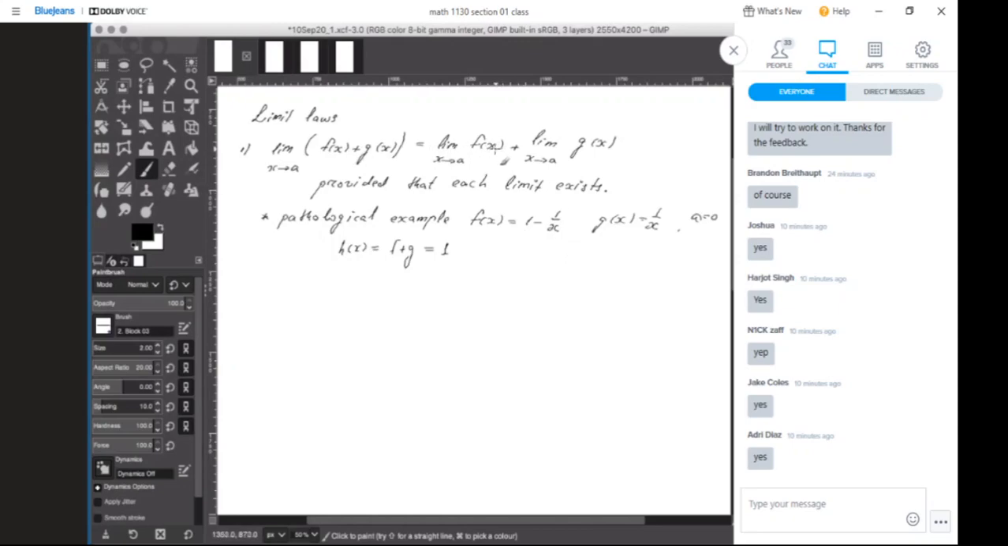Yes, the limit for h will exist. Just the equality won't hold. Yep, thank you. Good? Okay.